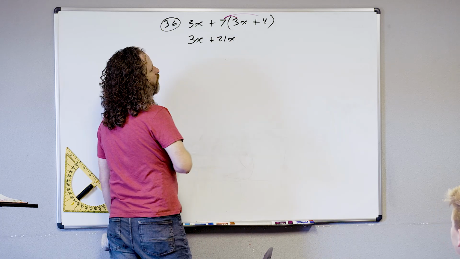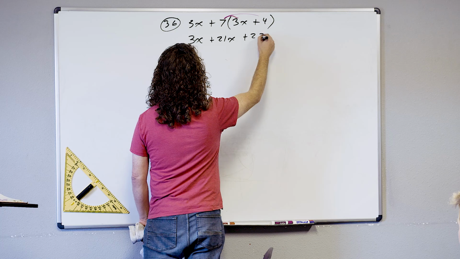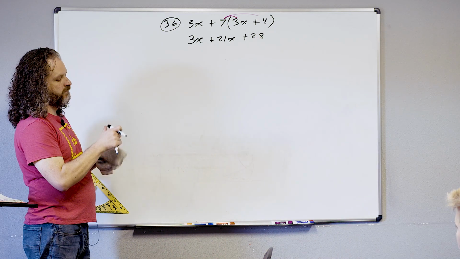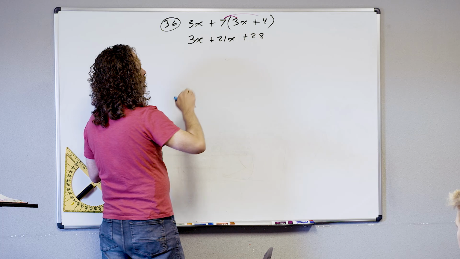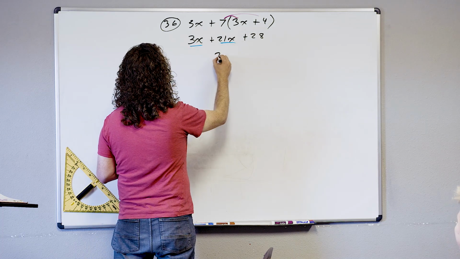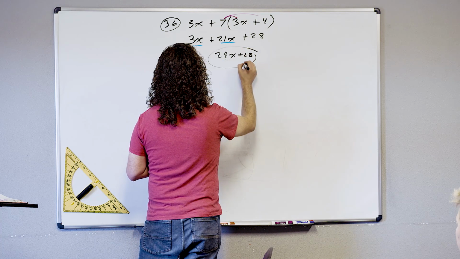What's 7 times 4? 28. Now what would we do? Do the minus x. 21x minus x. I quit. No, stop. 20x plus 28. Circle.